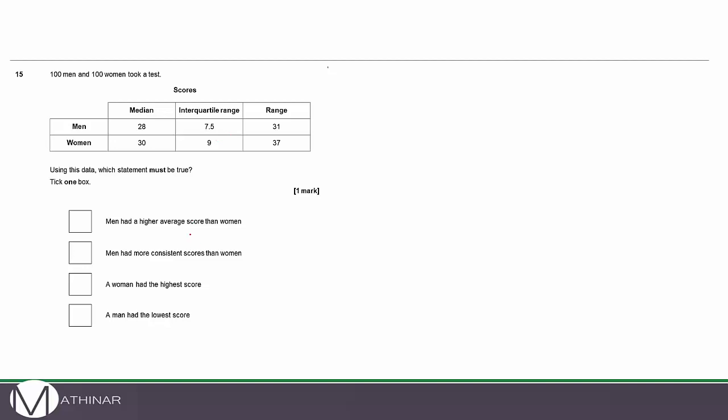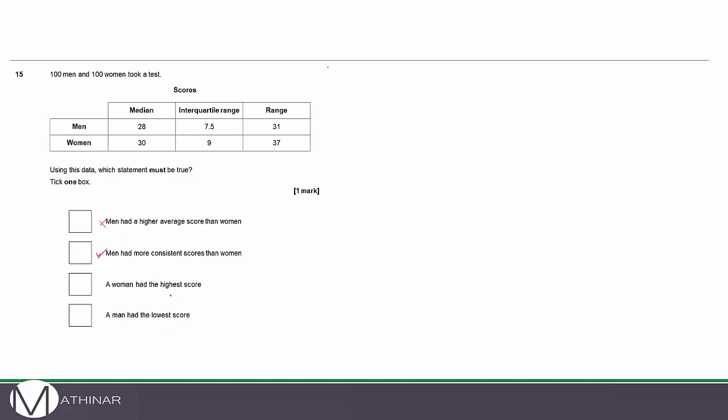So let's see which of these are definitely wrong. Men had a higher average score than women. Men had a median of 28 and women had a median of 30. So this one's unlikely, I'm just going to put a little cross there for now. Men had more consistent scores. That means that the spread of their scores must be lower. So that means they must have a smaller range and a smaller interquartile range. So the range of men is 31, which is smaller than that, and the interquartile range is 7.5, which is smaller than that. So it looks like this is going to be the right one, but we need to check our other ones.